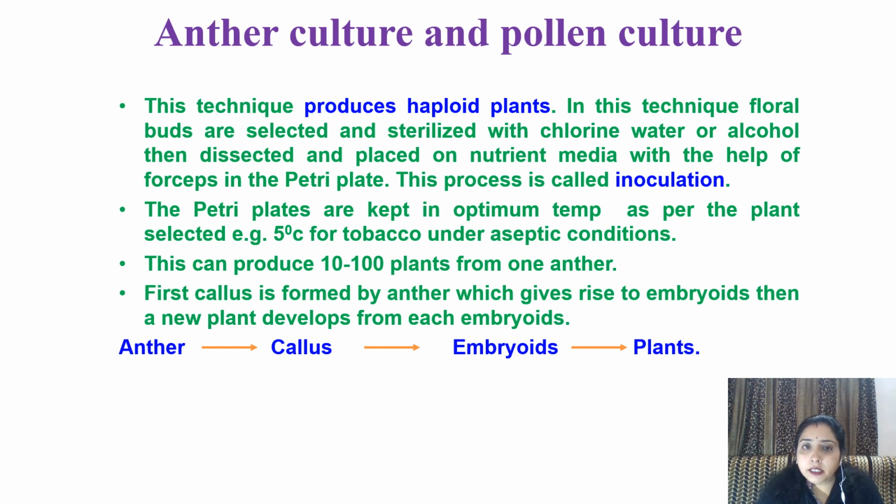Anther culture. This technique produces haploid plants. In this technique, floral buds are selected, sterilized with chlorine water and alcohol, and then dissected and placed in a nutrient medium with the help of forceps. This process is called inoculation. The petri plates are kept at the optimum temperature as per the plant selected. For example, in tobacco plant, it is 25 degrees centigrade. This can produce 10 to 100 plants from one single anther. First, callus is formed by the anther, which gives rise to embryoids, and then a new plant develops from each embryoid.